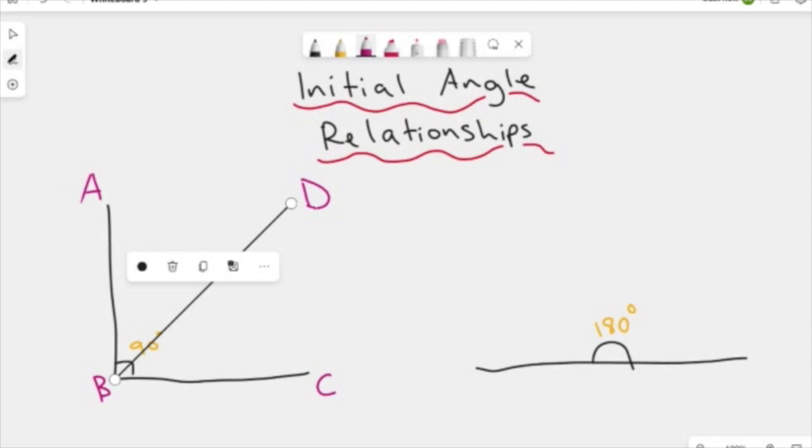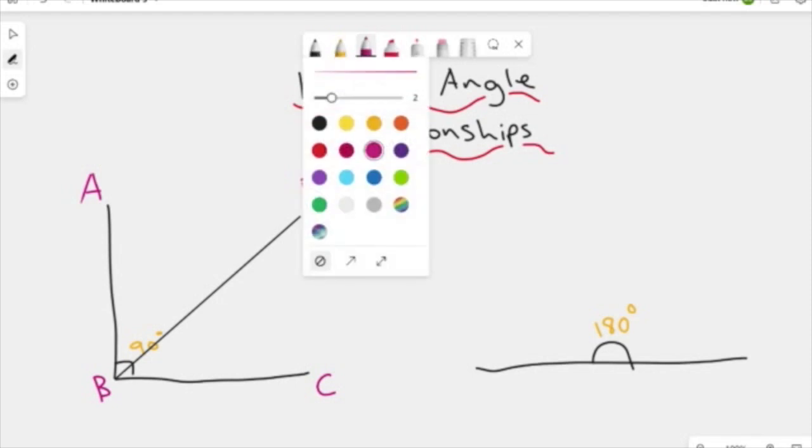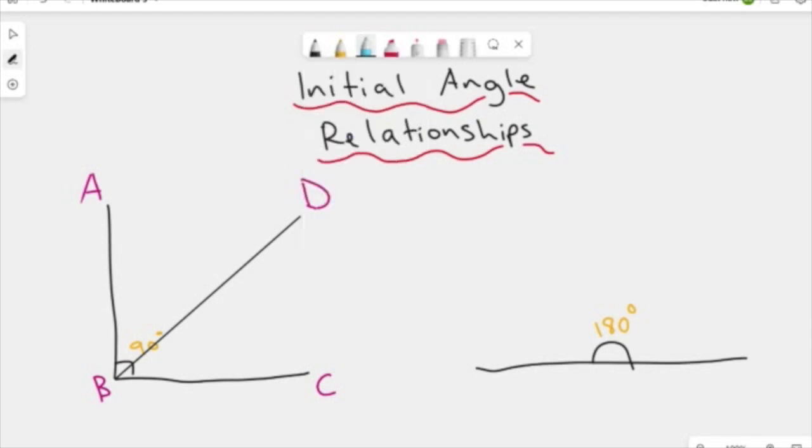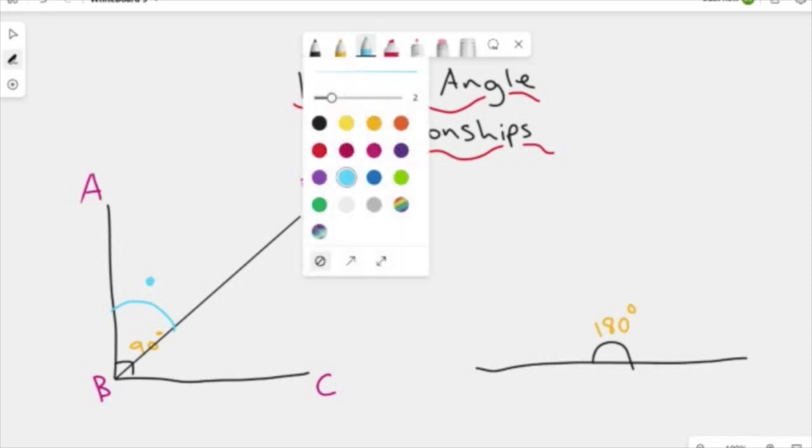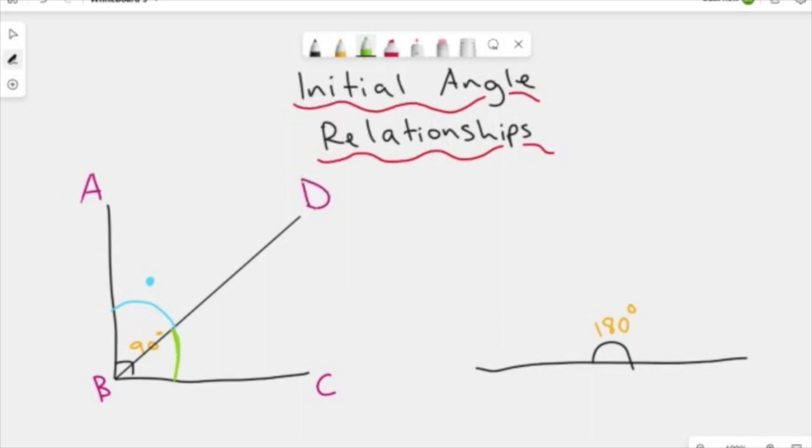Now, what you may have noticed is that by adding this line, we originally had just our 90-degree angle. Could it be safe to say that I have added two new angles here? I have this one here, and I'm going to just do a little blue dot just to show that that's the angle that I'm thinking of. And I'm also going to draw this one here. We've created two angles from this extra line that we've added.